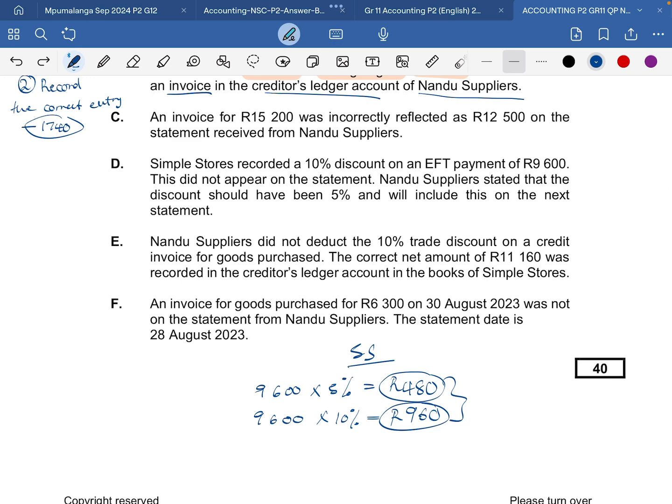E says Nandu Supplies did not deduct the 10% trade discount on a credit invoice for goods purchased, so the correct net amount of 11,160. So this is the net amount, right? And this is a 10% trade discount, which was not recorded by who? Nandu Supplies. So Nandu Supplies made the error in this case, but we know that this is the net, which means it's the 100% minus the 10% discount, which gives us the 90%, right? So it was recorded in the creditors ledger of Simple Stores.